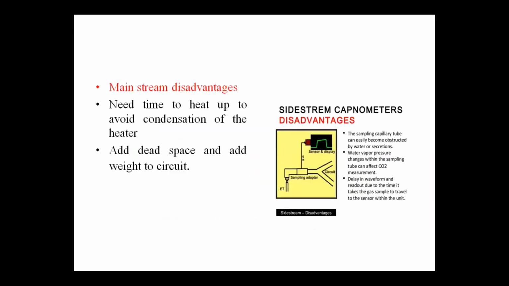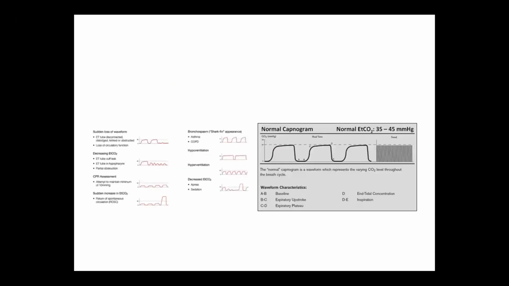Disadvantages, a very common question which is being asked: the mainstream disadvantages are that it adds dead space and weight to the circuit, and it needs time to heat up to avoid condensation. Now, the side stream capnometer disadvantages are that the sampling capillary tube can easily become obstructed by water and secretions, and water vapor pressure changes within the sampling tube can affect the CO2 measurements. So once capnography, you can be asked about the normal capnogram and all the abnormal waveforms. The viva can definitely go in that direction. So you should be quite aware of that.